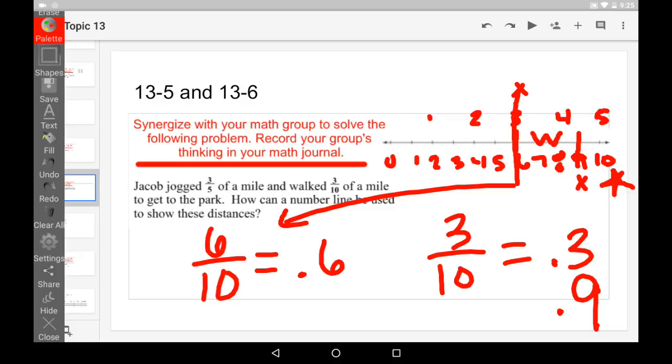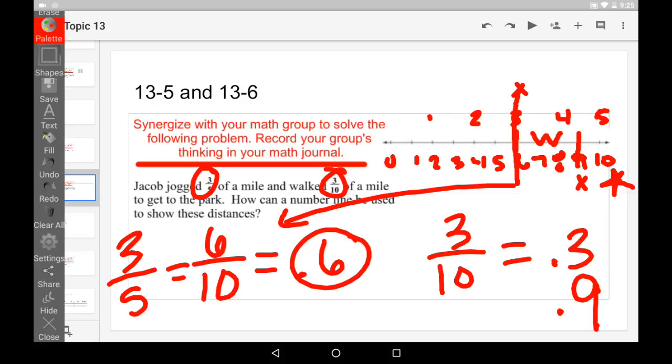And help us see which amounts are the same, because even though they gave us our 3/5 and 3/10, which are two different denominators, we were able to use this number line to help us and see, well, 3/5 is the same as 6/10. 3/10 is here, and we know that our 6/10 and our 3/10 together are equal to the 9/10 that he has gone so far.